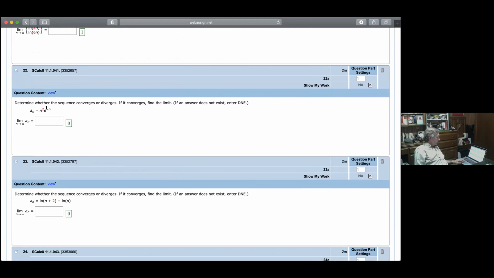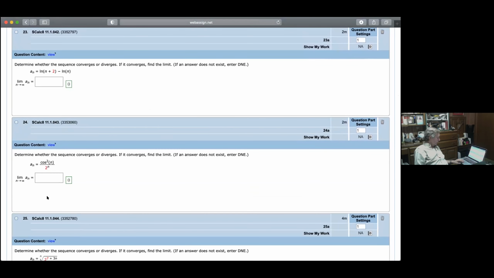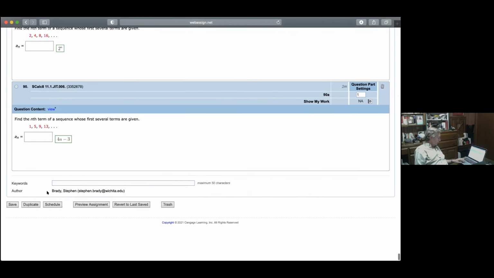This one, I would change to x and use L'Hopital's rule. Remember? This one, well, I think I'll leave those alone for a little while. Let's go down to the bottom here and see what's down at the bottom.